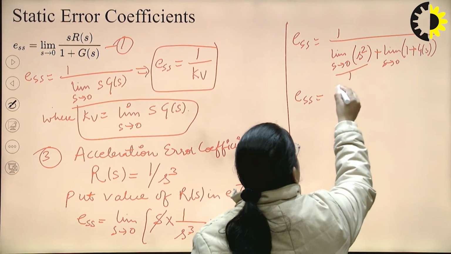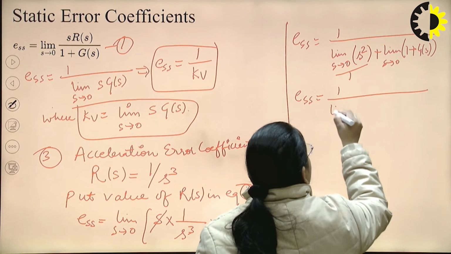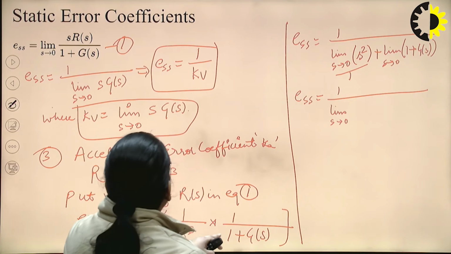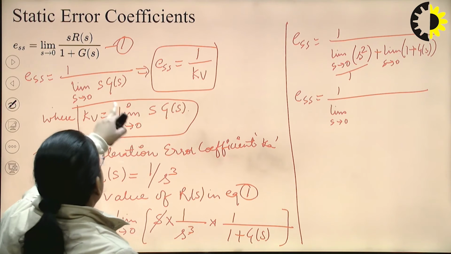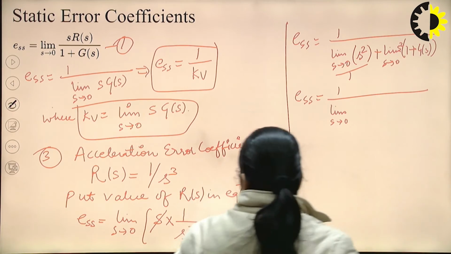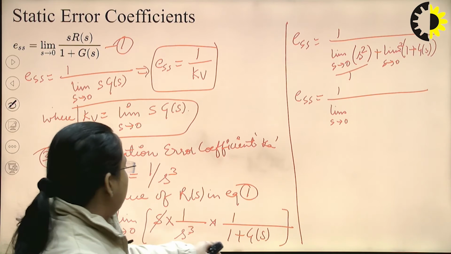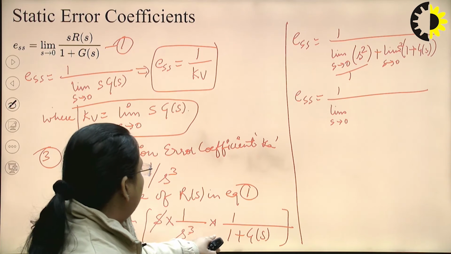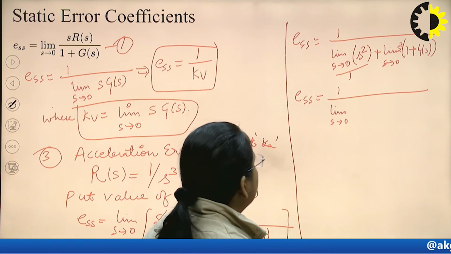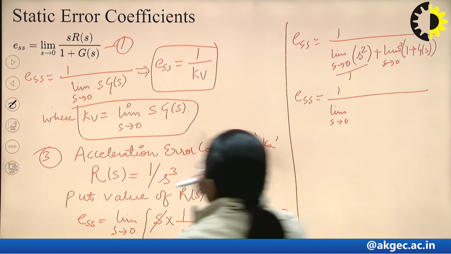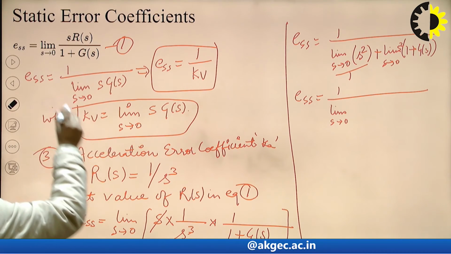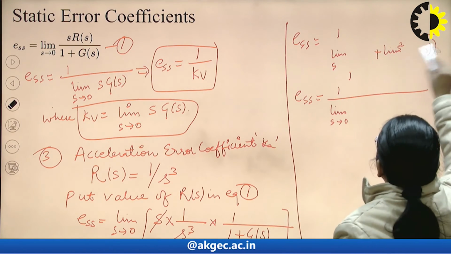So we can write ESS equal to 1 upon limit s tends to 0, where s square will get multiplied here. Similarly, s square will also get multiplied here, because s square is common for G(s)H(s). We are left with s square into G(s)H(s). This is not plus, I'm sorry. There is something wrong here, so no, this is wrong.